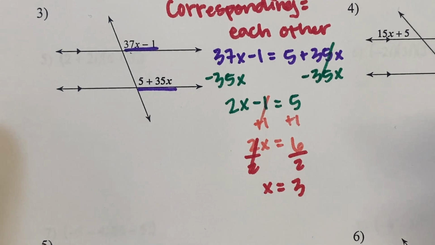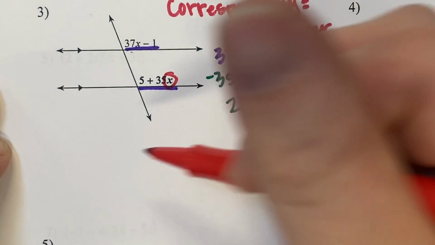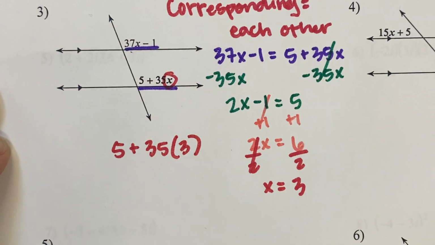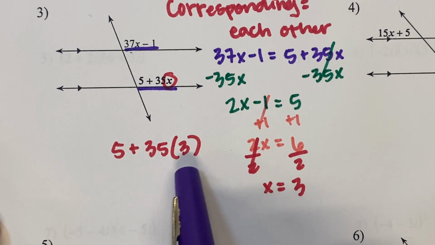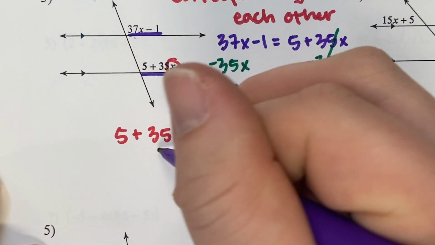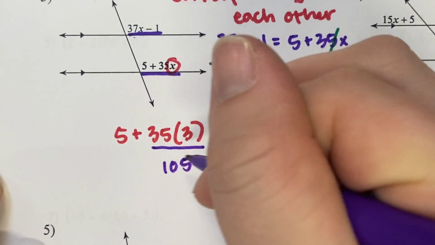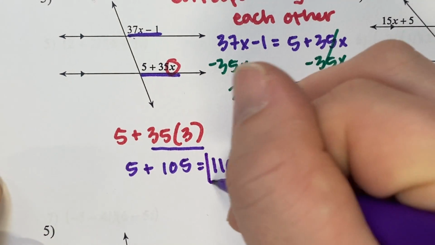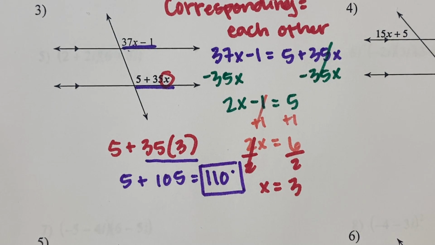Again, not our final answer. We need to take that 3 and plug it into the x where it's bolded, which is right there. So now I have 5 plus 35 times 3, because that's where our x was. Now, we need to multiply before we can add, right? We got to follow PEMDAS. So let's take 35 times 3, which gives me 105. Well, 5 plus 105 is going to give me 110 degrees. And that is our final answer.